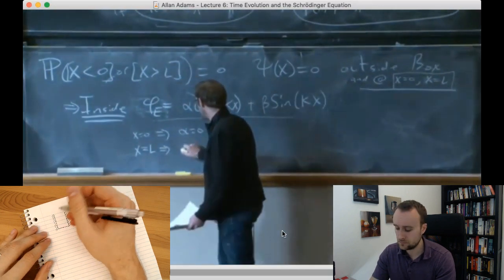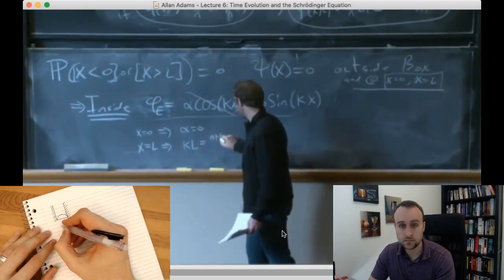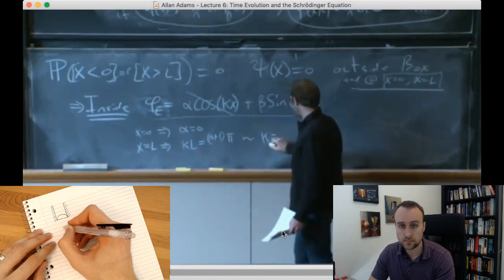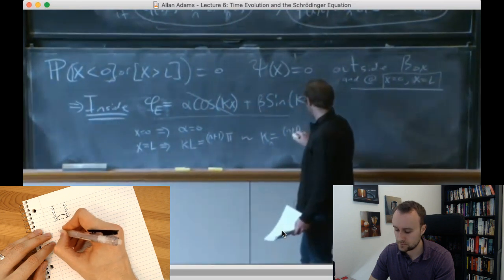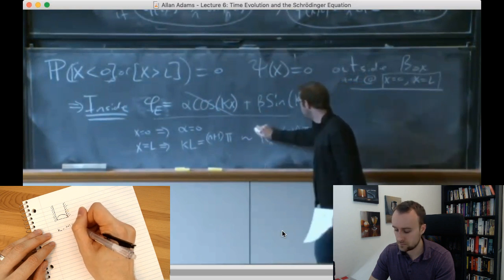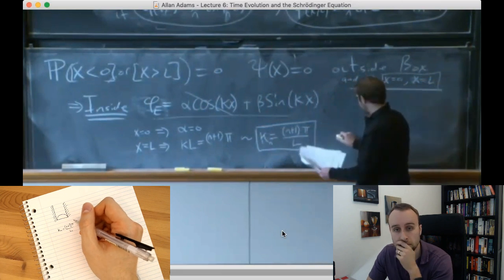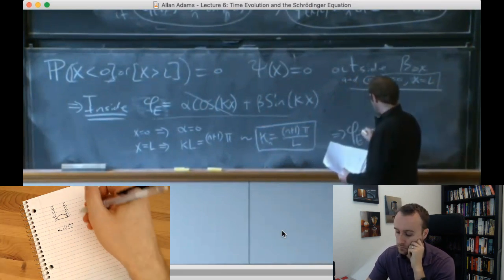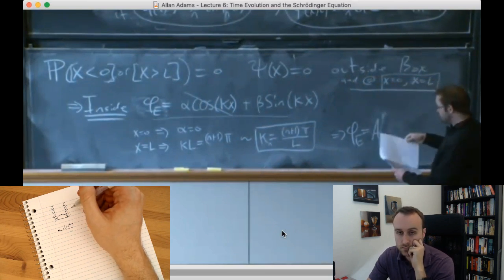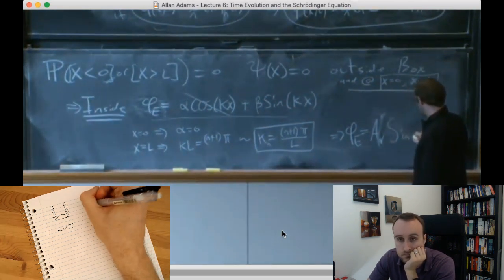But really, kL is a multiple of pi. kL is equal, and we want it to not be 0, so I'll call it n plus 1, an integer, times pi. Or equivalently, k sub n is equal to n plus 1, where n goes from 0 to any large positive integer, times pi over L. Okay, so the energy eigenfunction is some normalization, A sub n, times sine of k sub n x.